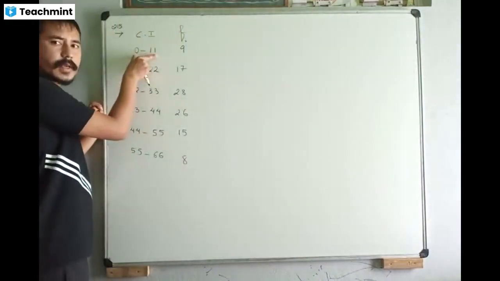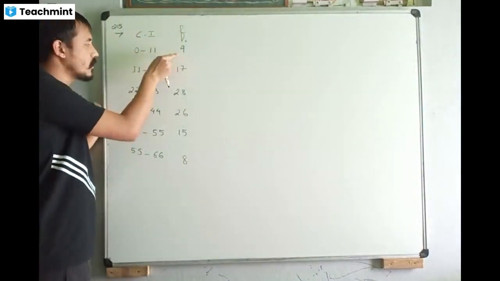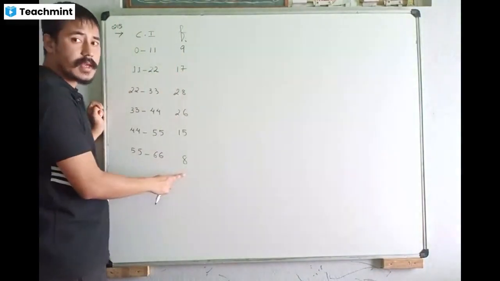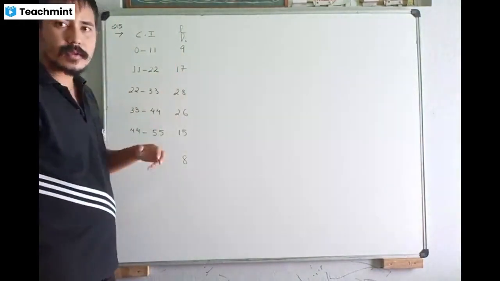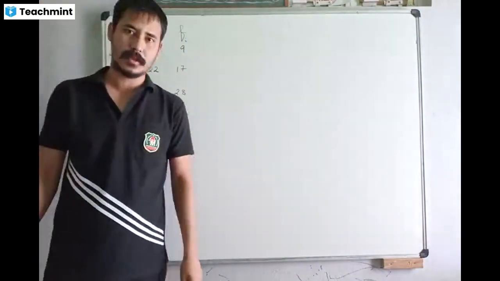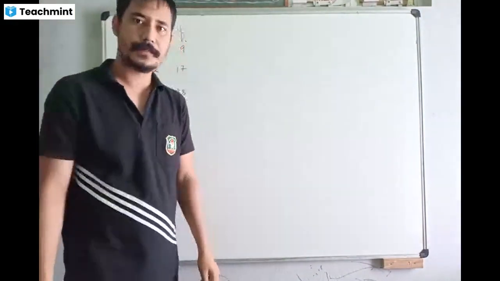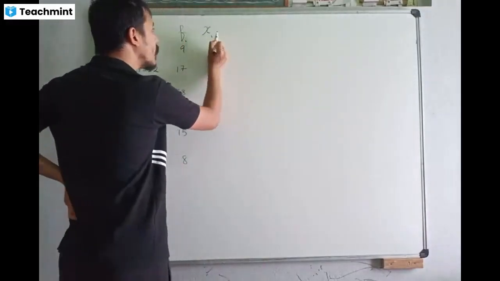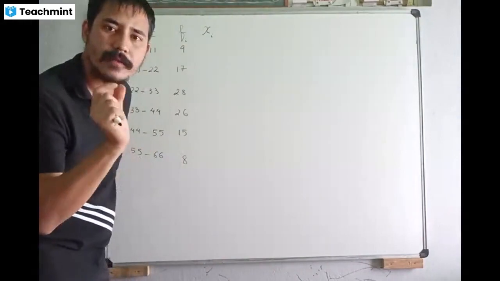So your first group has occurred 9 times. Your second group has occurred 17 times. The last group has occurred 8 times. So the number of times the items of the group has occurred is known as frequency. Now let us find out the mid value. Mid value means the center value of the group.